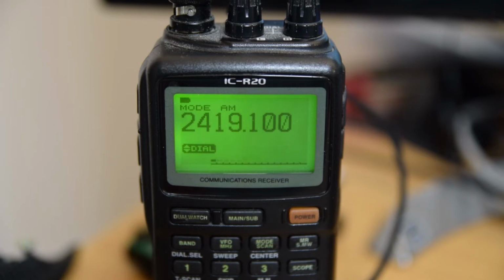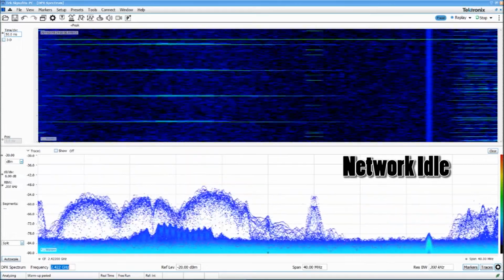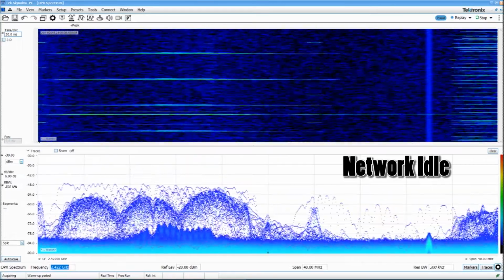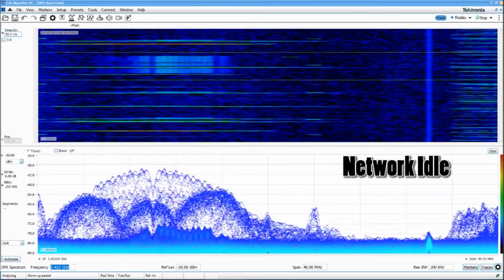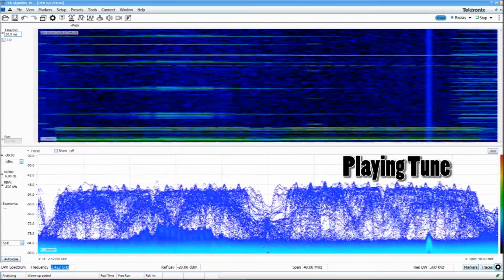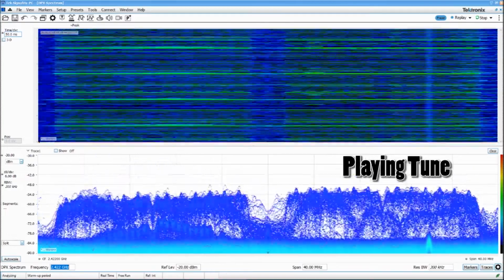Not the best rendition of Jingle Bells there is, but perhaps unique in its mode of delivery. To visualize this better, I got out the Tektronix RSA306 real-time spectrum analyzer.